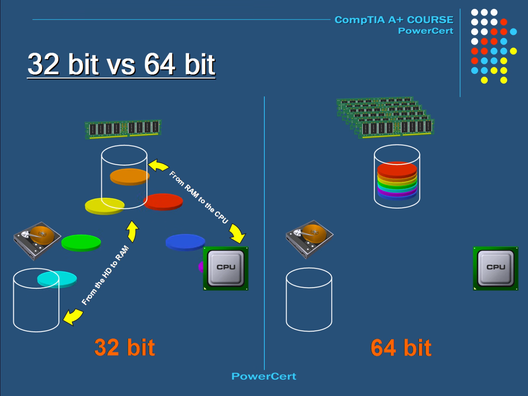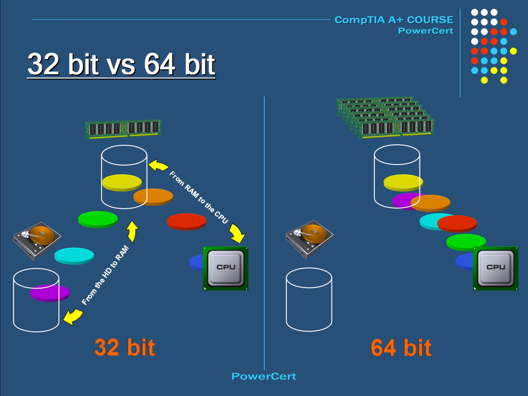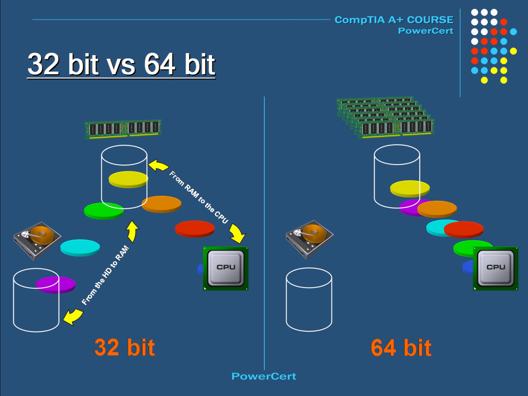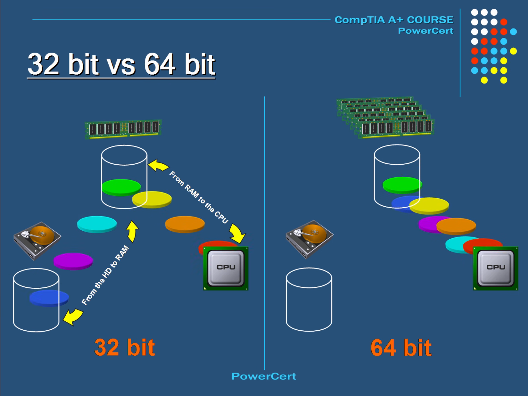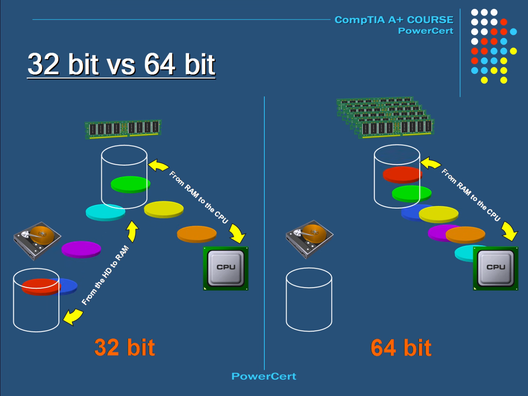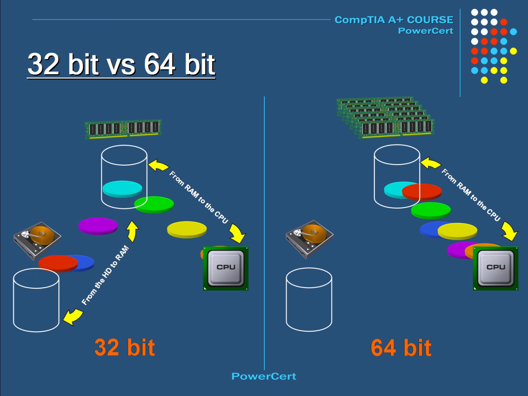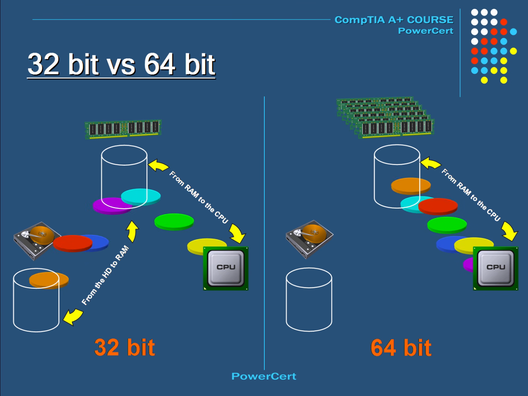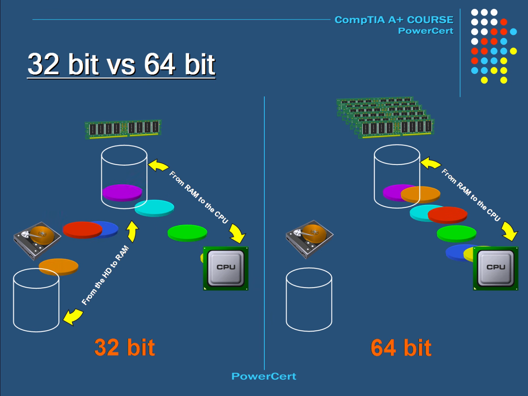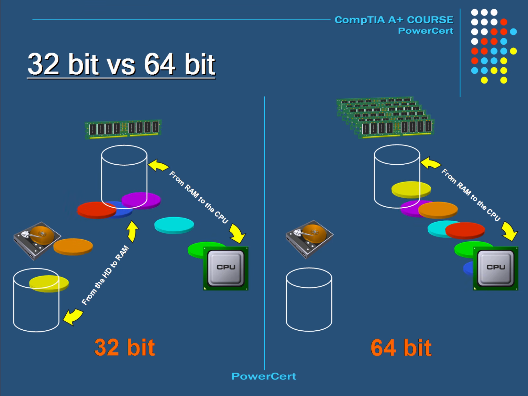But a 64-bit system is able to support a lot more memory than 4 gigabytes, which means that more data can be loaded into the faster RAM rather than kept on a slower hard drive. And because it can store more data on the faster RAM than on a slower hard drive, the computer is able to run a lot faster. So in a nutshell, this is why a 64-bit system is faster than a 32-bit system.